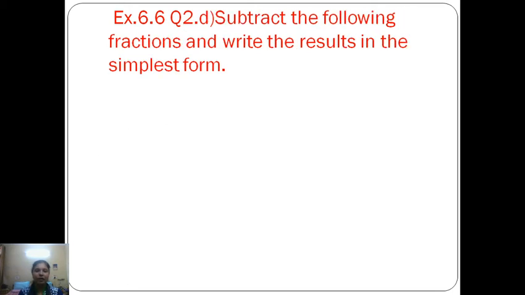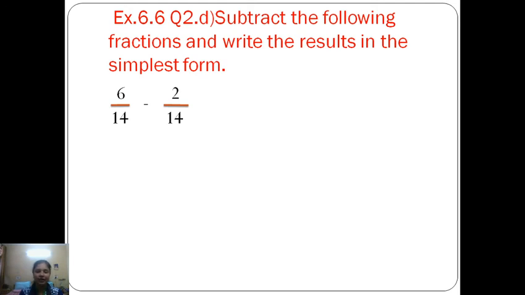Now D part, again same question, subtract the following fractions and write the result in the simplest form. Addition and subtraction are same in like fractions. All the steps are going to remain same. Only thing is, instead of addition, now you will be subtracting the numerators. So I have picked up D part. Question is 6 by 14 minus 2 by 14.